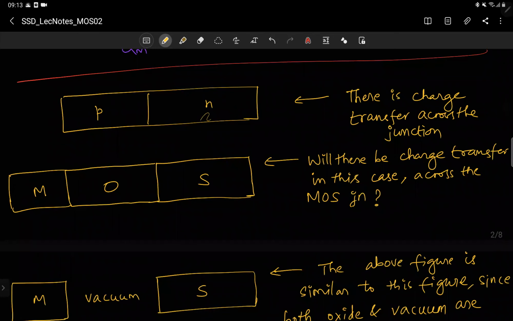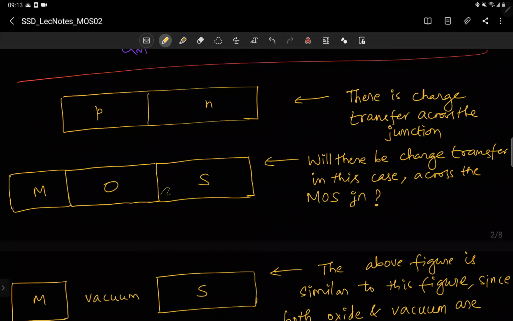So this is our familiar structure, P and N, and when you join P and N like this, there is charge transfer across the junction. Why is there a charge transfer across the junction? P and N are side by side. There is a concentration gradient of holes and electrons, and in equilibrium the Fermi level has to align. So there is charge transfer, and you see a depletion region in equilibrium.